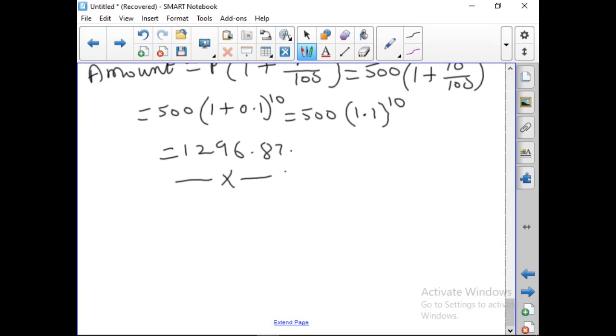Use logarithm. You know how to find the value using logarithm. Take log and find the values, or you can also calculate. 1.1 the whole power 10, you can calculate and multiply, and you will get the answer. Then, one more small sum, shall we do?